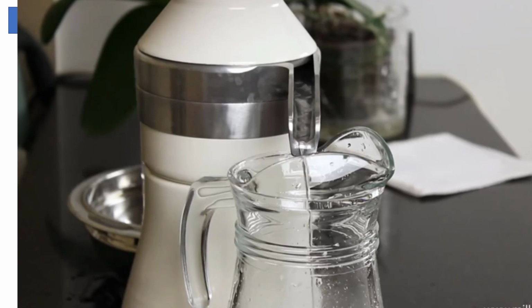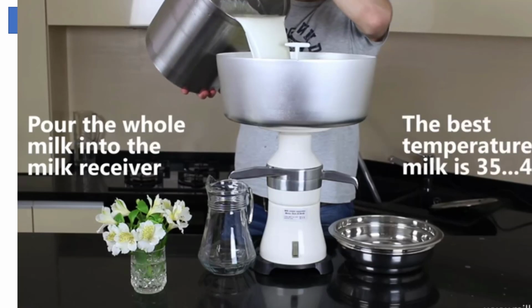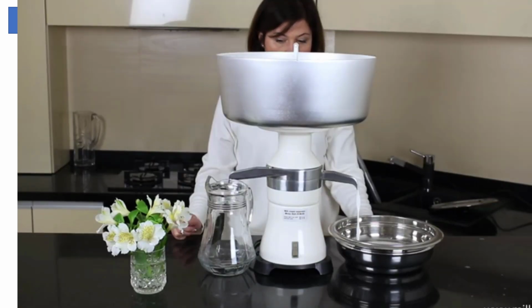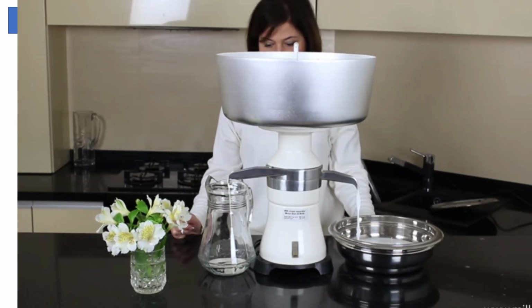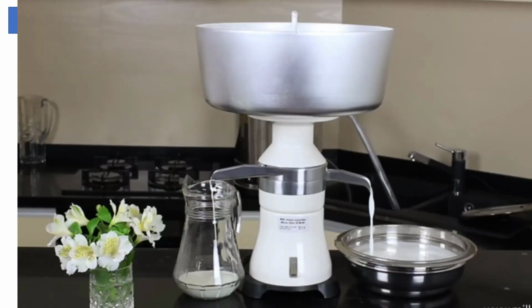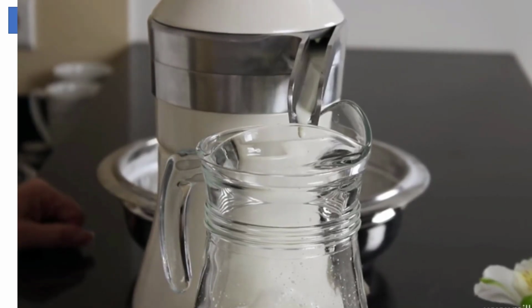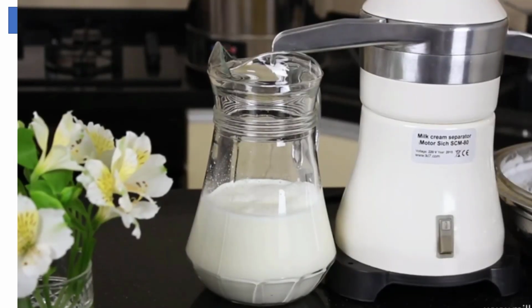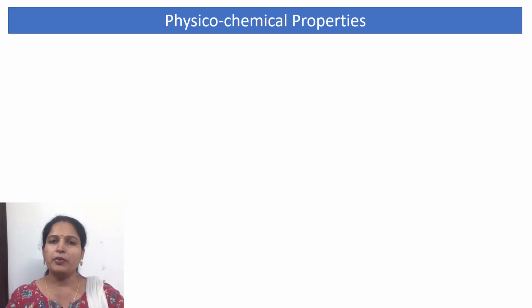As the disc stack revolves, the cream moves towards the center of the bowl and the skim milk is directed outwards by the centrifugal force. So thus milk is separated into two streams, a highly concentrated milk fat stream termed cream and a non-fat stream of skim milk. Under normal conditions, it produces skim milk and cream in the ratio of 90:10. This is a schematic diagram showing how the milk is being separated into cream and skim milk.